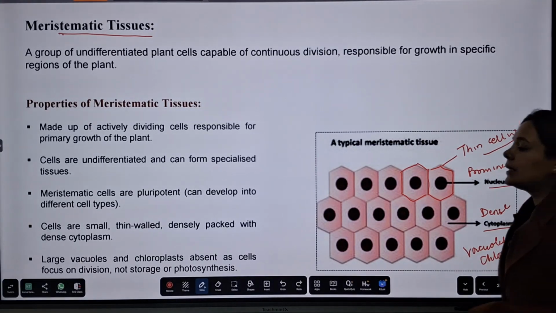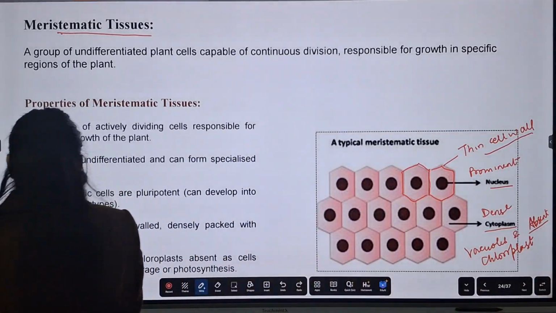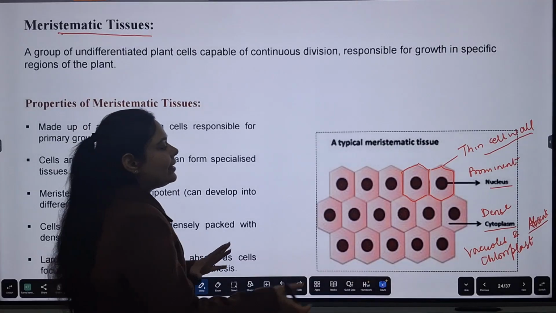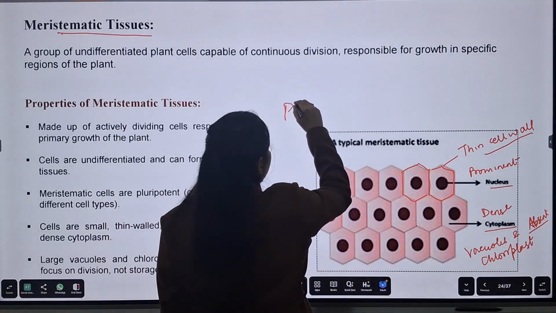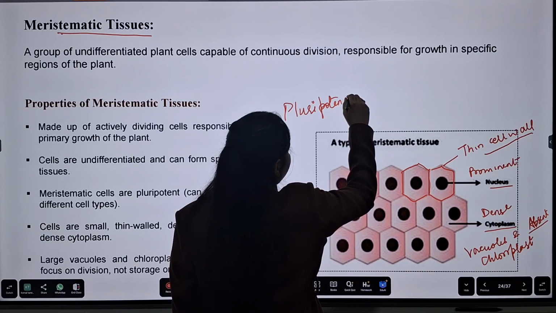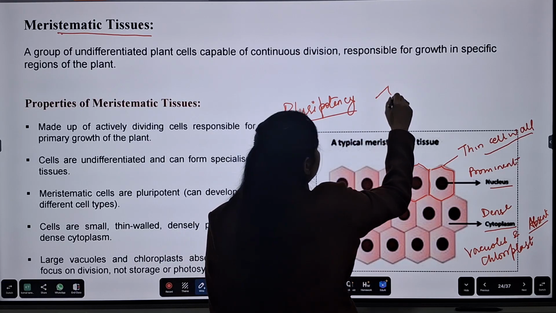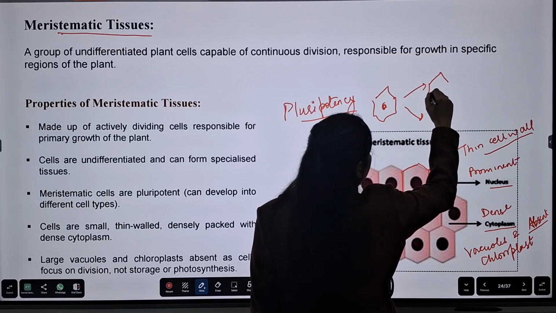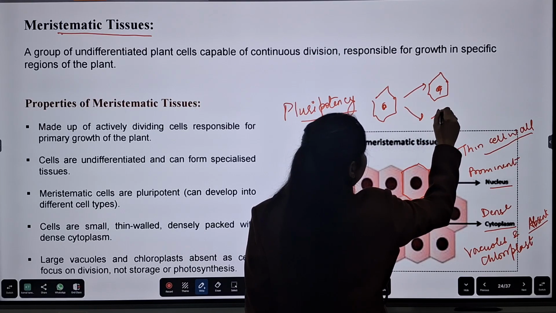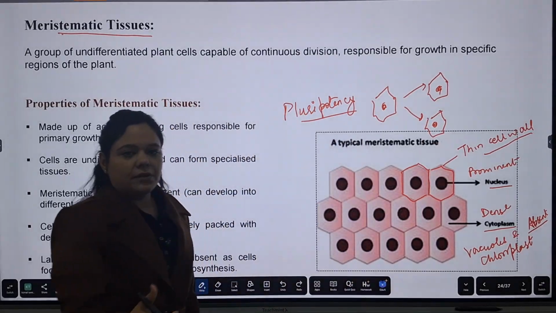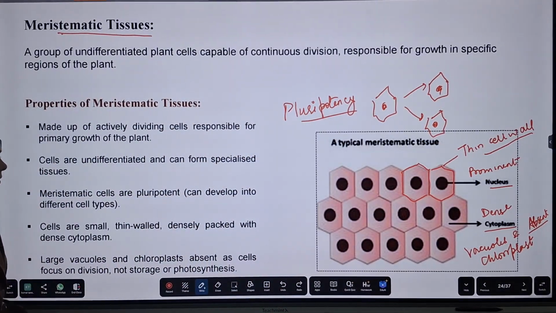And one key property of meristematic cells is that they are capable of undergoing division continuously and forming cells exactly like themselves. We call this property pluripotency. So these cells can divide and form other cells exactly like themselves. And both of these cells can divide even further. So they are pluripotent cells.